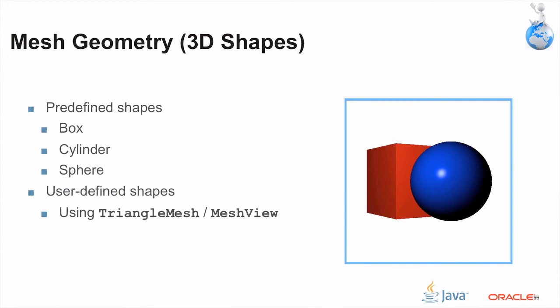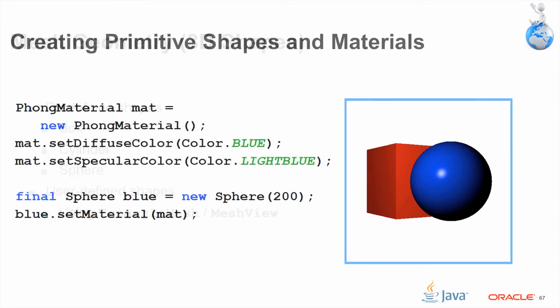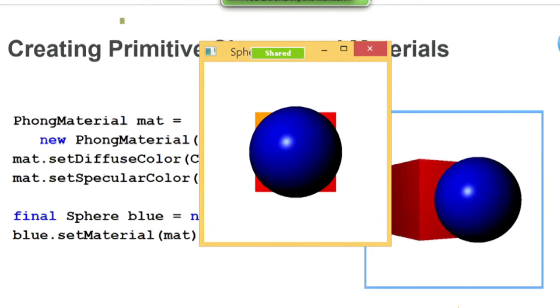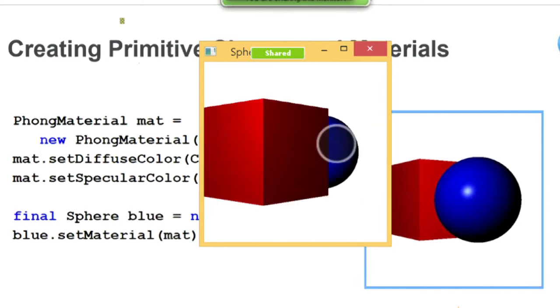So first of all, 3D shapes. We have 3 different shapes: box, cylinder, and sphere. Those are the primitive shapes. And then you can create any kind of user-defined shape using triangle meshes and mesh view. So here's a quick demonstration of a couple of the primitive shapes. Here's an example of the sphere and box primitives, a little application in which I can drag using the multi-touch API.